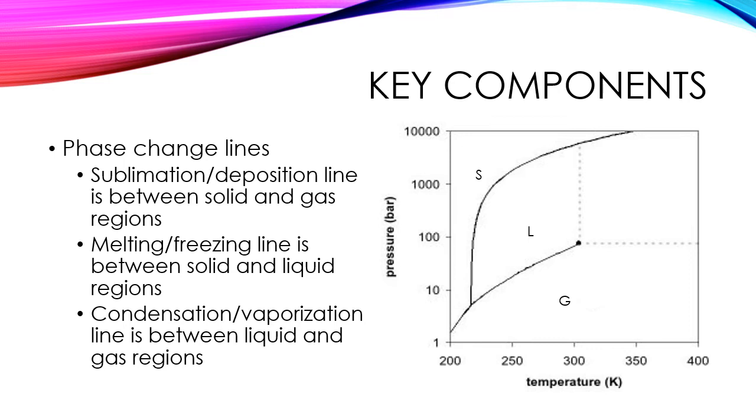The condensation vaporization line is then the line between the liquid and the gas regions. Again, it starts at that point where the three lines intersect in the bottom left and then makes its way to a point where the line stops. We are going to talk about why that line stops shortly.